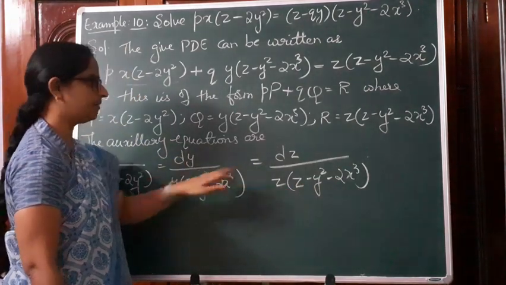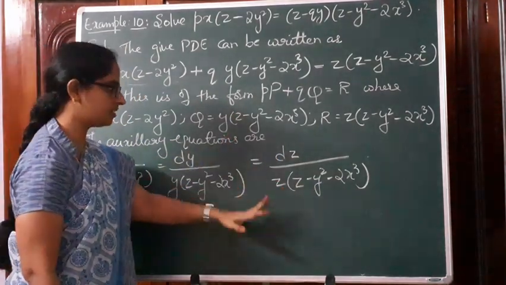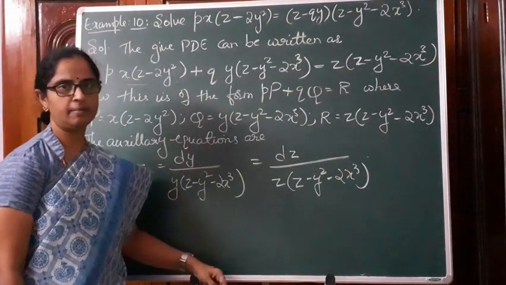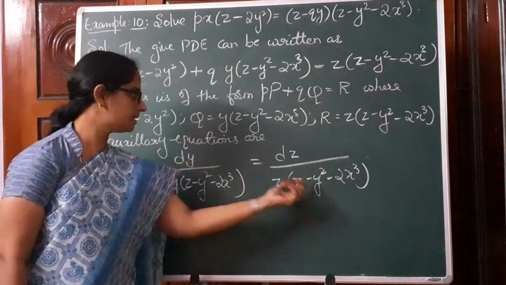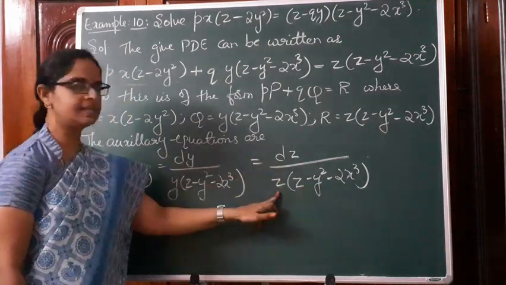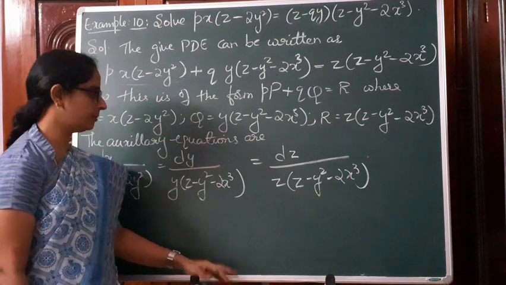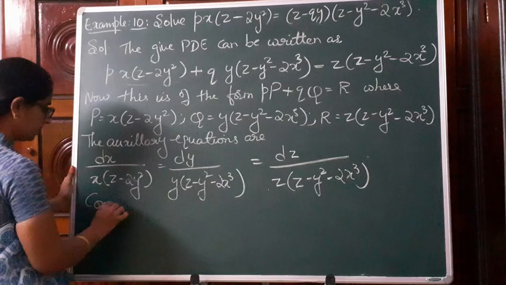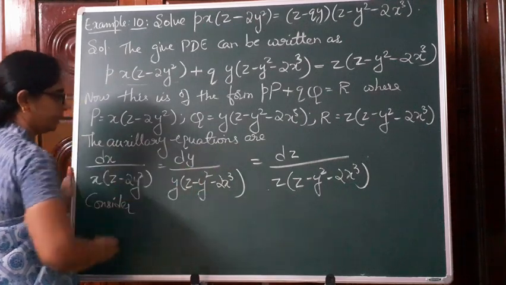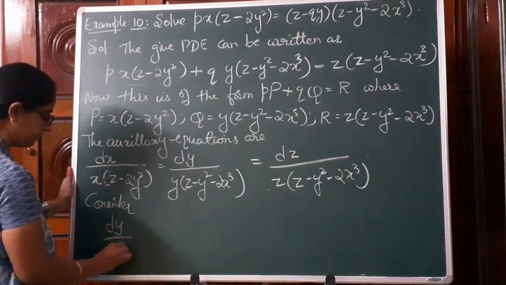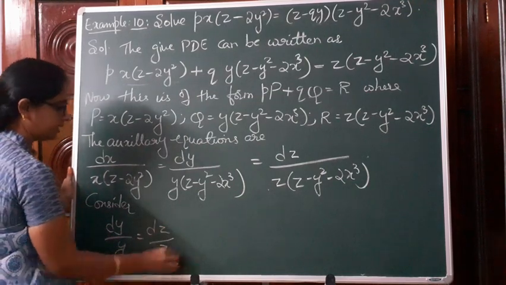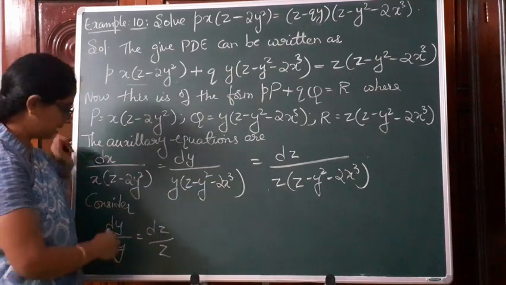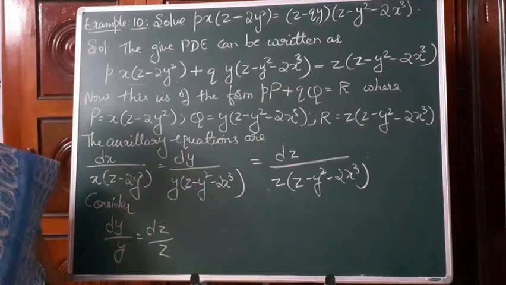Now clearly, if we equate second and third terms, z minus y square minus 2x cube can be cancelled, and we have dy by y is equal to dz by z. First we always try to group the terms. If it is not possible, then we check for multipliers. Here this term gets cancelled, and we have dy by y is equal to dz by z, so that we can get the solution by integrating. So we consider the second and third terms and cancel the denominators to obtain dy by y is equal to dz by z.